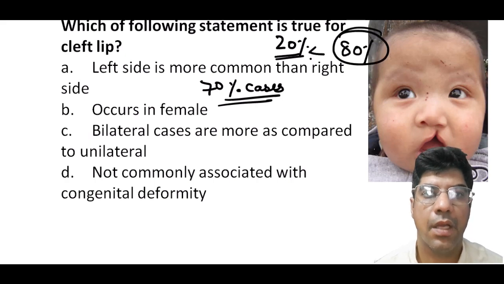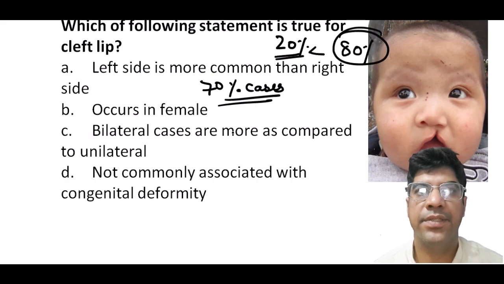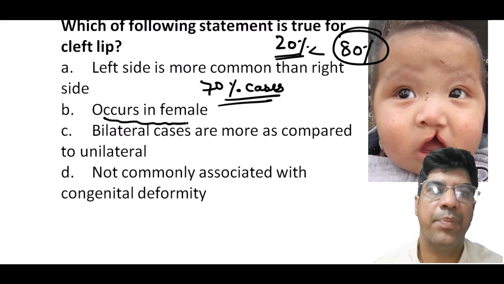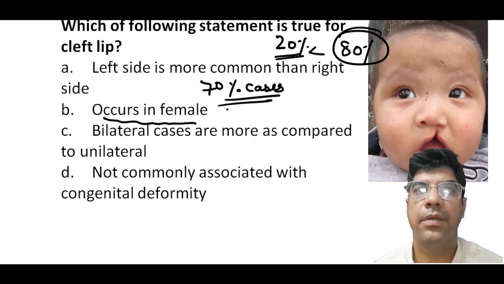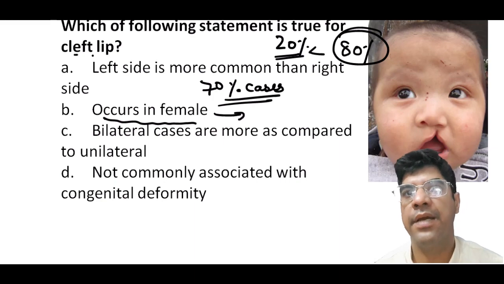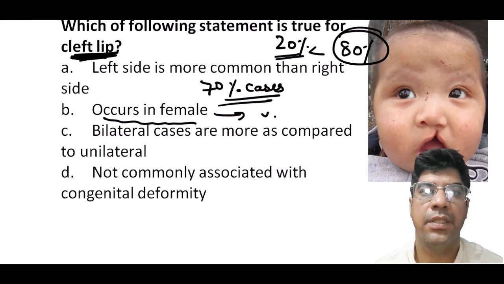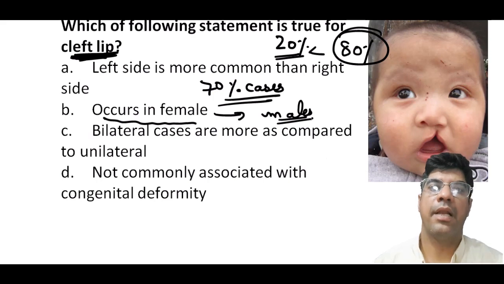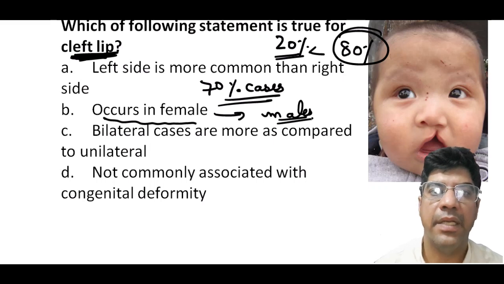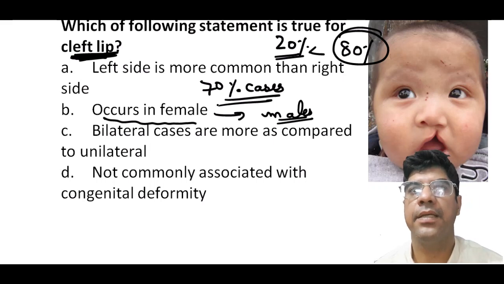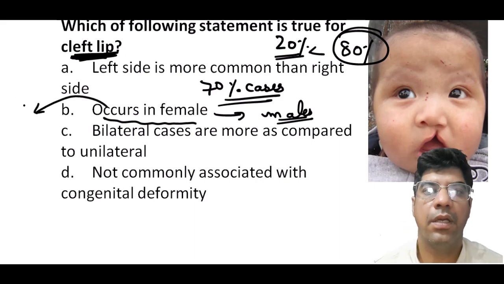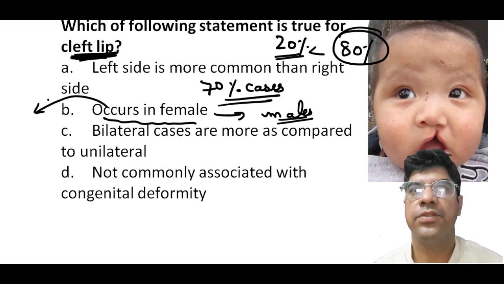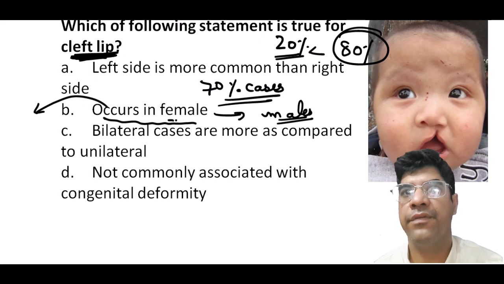Option B is occurs in females. Well, the question is asking about the cleft lip. So remember that the cleft lip is more seen in males. Cleft lip with or without palate is more common in the males than in females, whereas the cleft palate is more seen in females. So option B is wrong for the cleft lip.